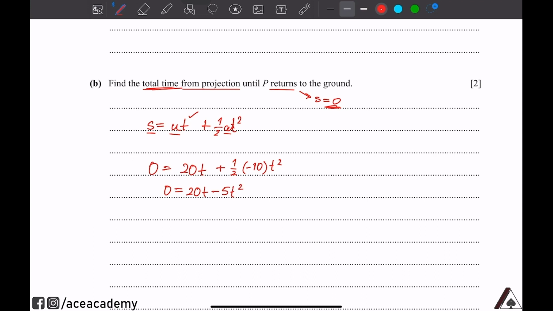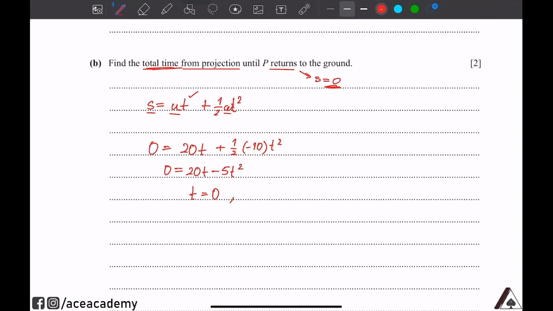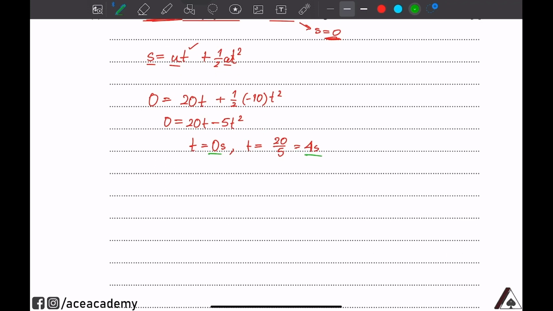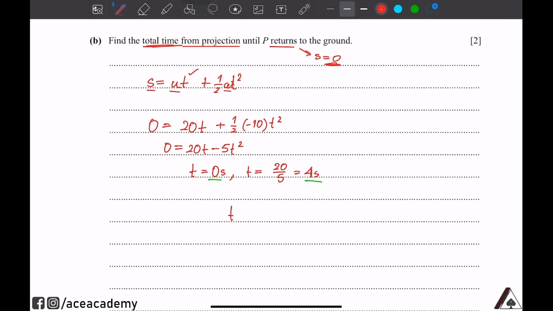This gives you either t equals 0, which makes sense because at t equals 0 seconds, when particle P was projected, it was on the ground, or t equals 20 divided by 5, which is 4 seconds. The difference between these two is going to give us the time that P took to return to the ground. So the time taken was 4 minus 0, or 4 seconds.